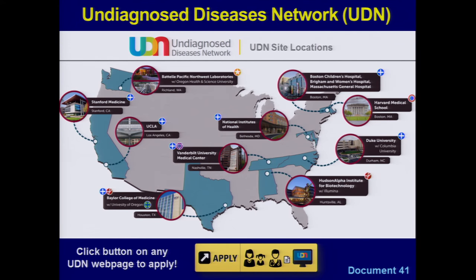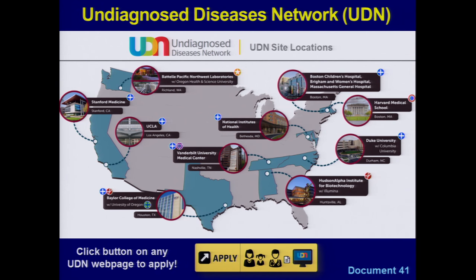Well, the NIH Common Fund Undiagnosed Diseases Network, or UDN, aims to improve the level of diagnosis and care for patients with undiagnosed diseases, facilitate research into the etiology of these diseases, and create an integrated and collaborative research community to identify and share improved options for optimal patient management.